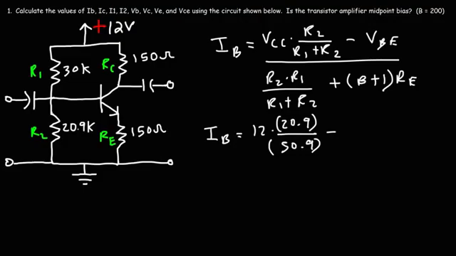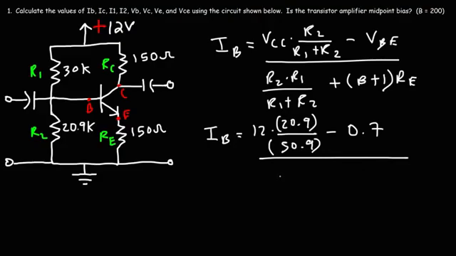VBE is the potential between point B, the base of the transistor, and point E, the emitter; point C is for the collector. The difference between the potential at point B and point E is 0.7 volts. That's the voltage drop between the base and the emitter of an NPN transistor. It can vary between 0.6 and 0.7, but in this video we're going to use 0.7.